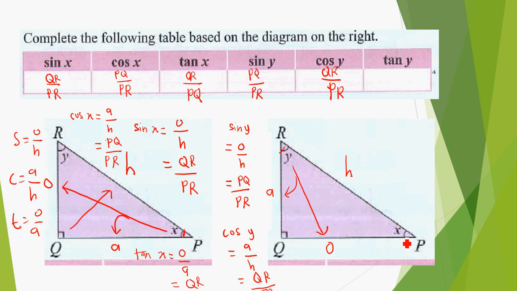Now for tangent, tan Y is O over A, so PQ over QR. Can you see it? Use the formula to find the sin, cos and tan.